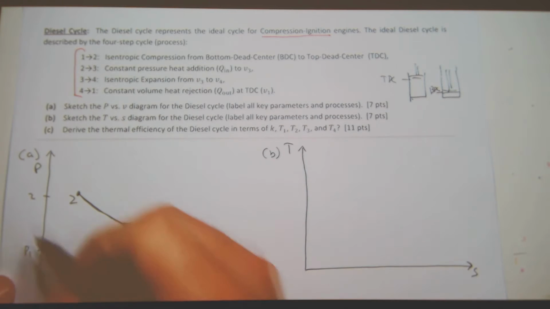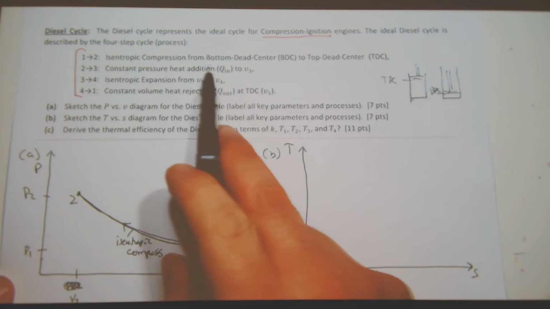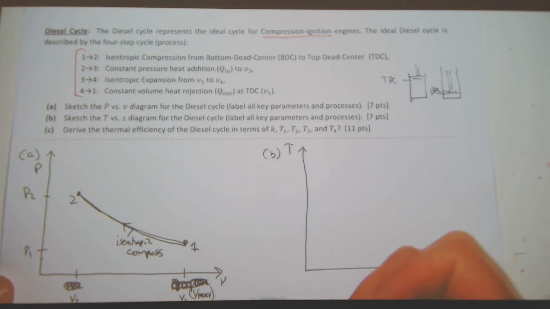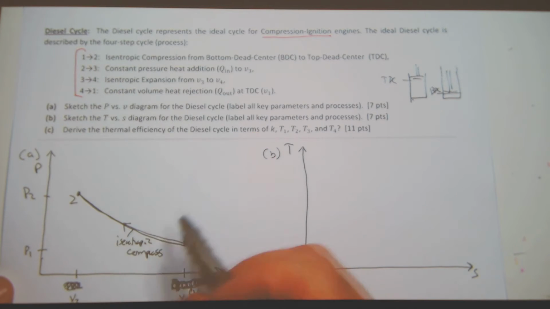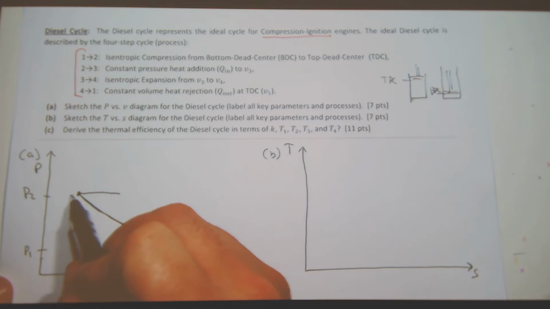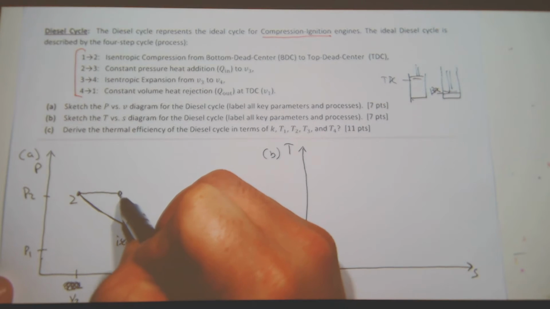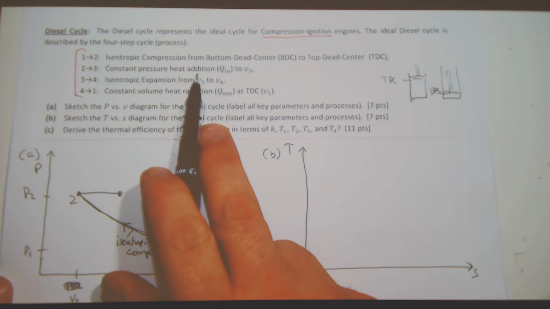State 1 to state 2, this is P2. I have isentropic compression from bottom dead center to top dead center, or from Vmax to Vmin. And then the next step from state 2 to state 3 is constant pressure with heat addition. So I know I have constant pressure with heat addition, like such. So constant pressure, right? Heat addition.